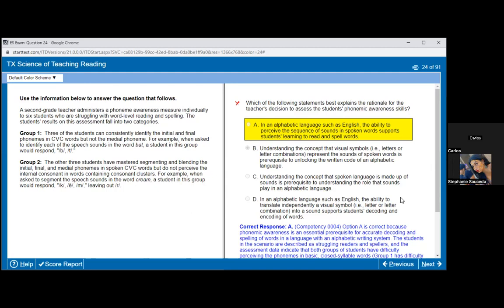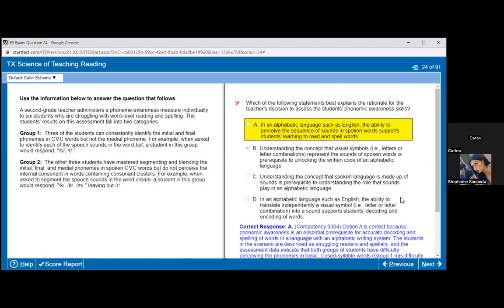Which of the following statements best explains the rationale for the teacher's decision to assess the students' phonemic awareness? Whenever they say rationale, what's the logic behind this? What's her reasoning? Why is she doing this, and what is she doing? She individually measured them, and then she grouped them after having measured them into these 2 groups, to assess their skill level. So let's take a look.